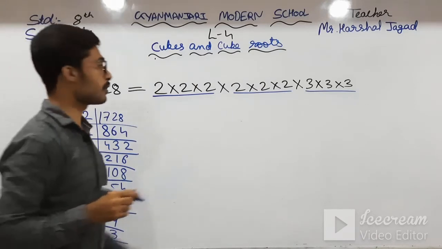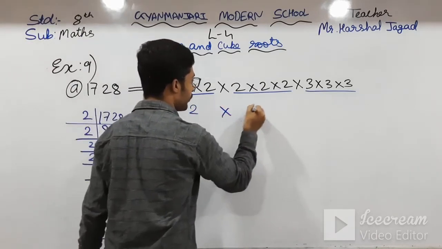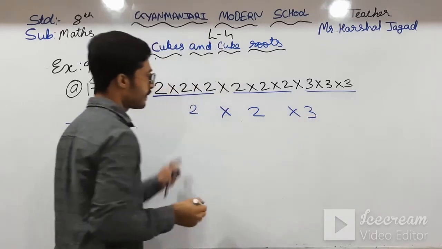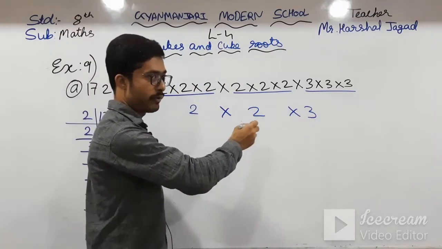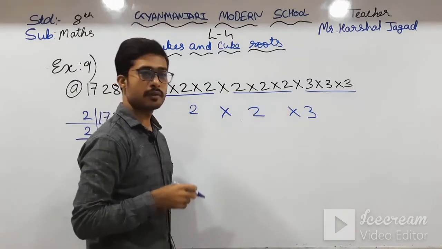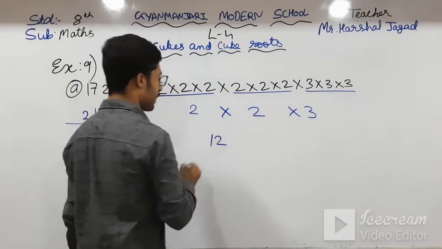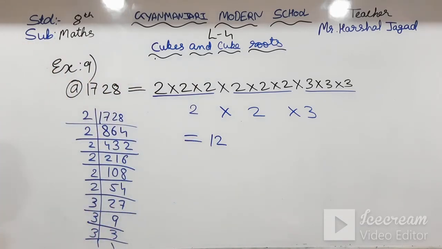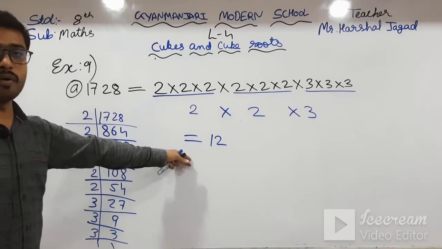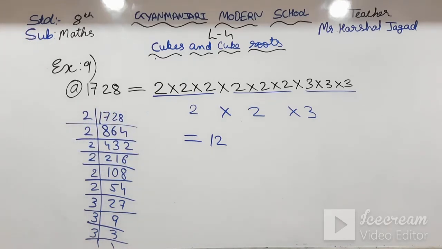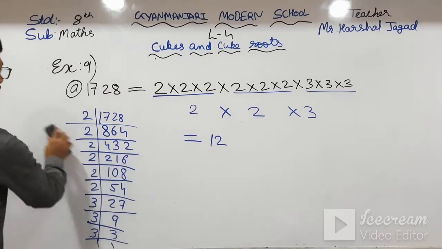Here there are groups of 3 of 2 into 2 into 3. So 2 2s are 4, 4 3s are 12. Okay students, so this is your answer. This is the cube of 12. Please note down this. And the another one, B.